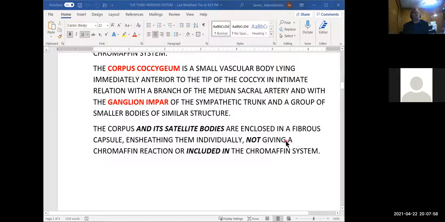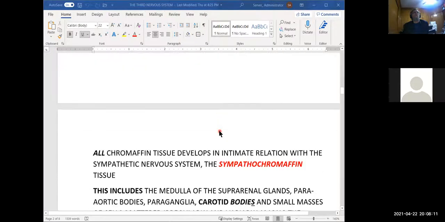The corpus and its satellite bodies are enclosed in a fibrous capsule, sheathing them individually, not giving a chromaffin reaction or included in the chromaffin system. Again, remember that, because this says none of these are.